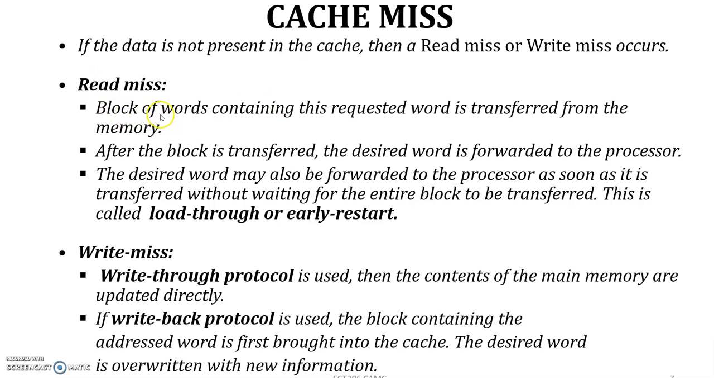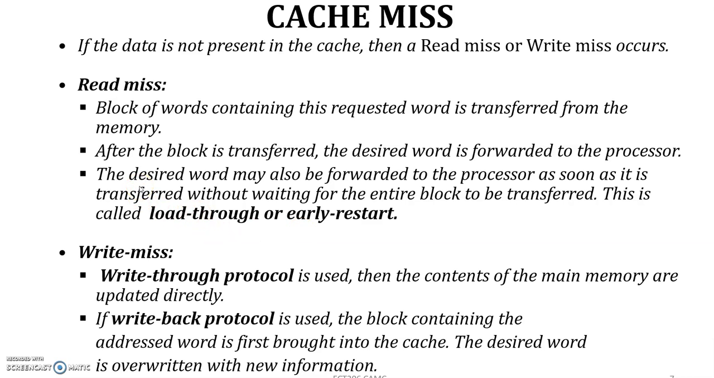On a read miss, the block of words containing the requested word is transferred from the main memory to the cache memory. After the block is transferred, the desired word is forwarded to the processor. The desired word may also be forwarded to the processor as soon as it is transferred, without waiting for the entire block to be transferred. This is called load through or early restart.